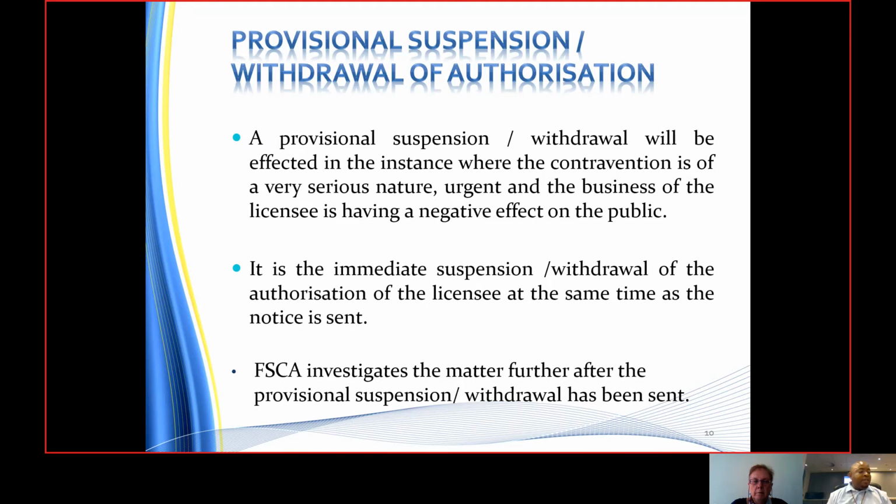It is usually done under urgent circumstances where the FSCA is satisfied on reasonable grounds that substantial prejudice to clients or the general public may occur if the license is not immediately suspended or withdrawn. This is in terms of Section 9, subsection 3 of the FAIS Act. The Act is not prescriptive on the grounds, but it says on reasonable grounds.